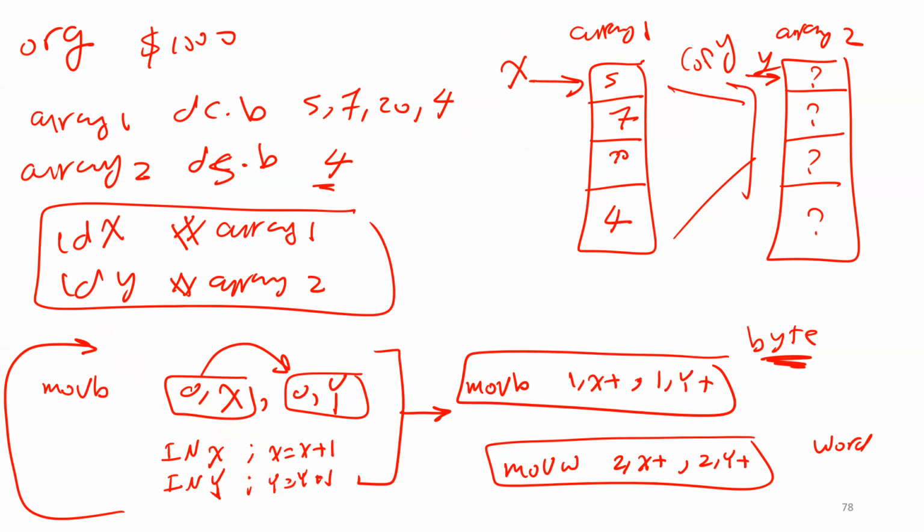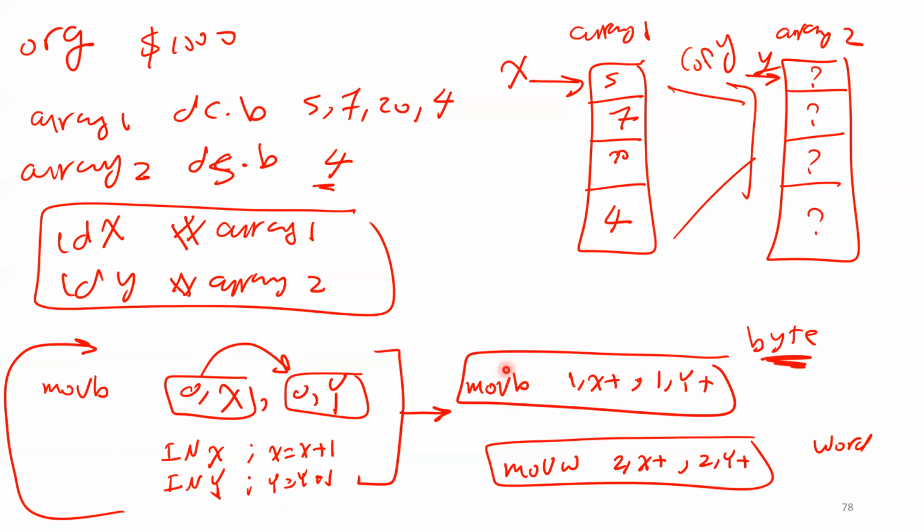Let me put this one up. So you can say move byte 0,X, 0,Y, and then increment X, increment Y. However, I can replace these 3 instructions with only 1 instruction here. Very interesting. You got what I'm saying? Very compact. So these 3 instructions, I can do using only 1 instruction, this one.